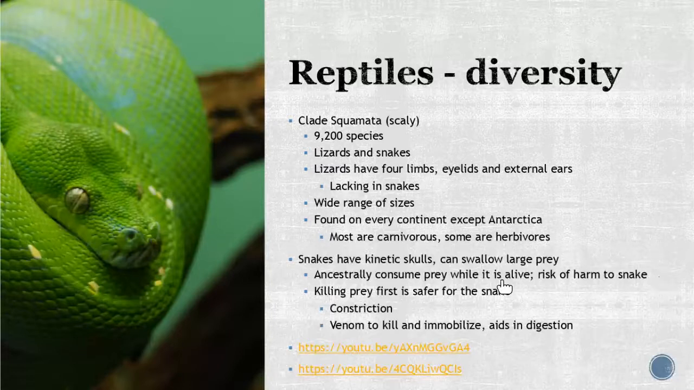The reason they do that is so it kind of unhinges their jaw so it won't harm the snake. Now, they kill their prey first to make it safer, and there are 2 different ways they can do that, via constriction, or they can use venom to help immobilize and aid in digestion. So these videos talk about that a little bit more. One of them is actually where they take some snake venom and put it on some human blood and show how it coagulates and how that can be really dangerous. Really cool.